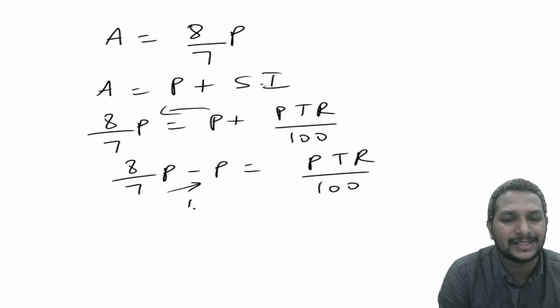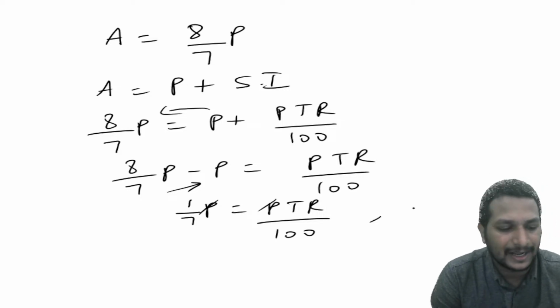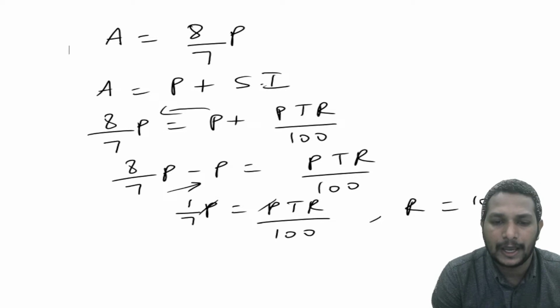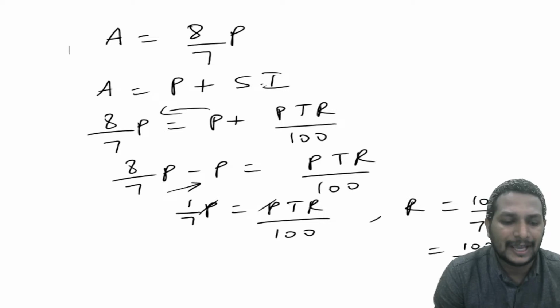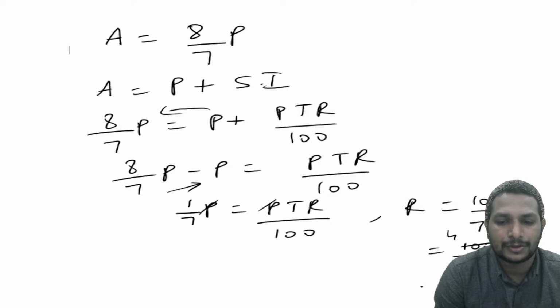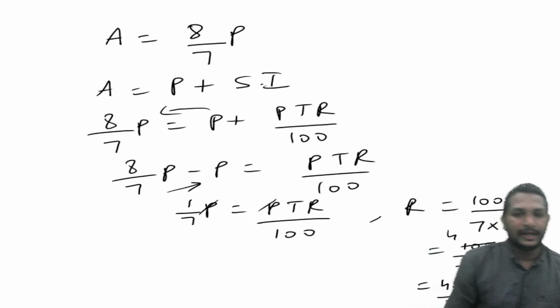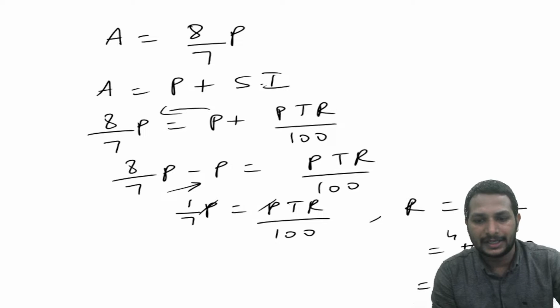If I simplify this, we'll be getting 1 by 7 of p equals PR by 100. As p gets cancelled, here we need to find r, right? R equals 100 by 7, into the time. But they gave the time as 2.5. I'm writing it as 25 by 10 and shifting this 10 to the other side. 25 into 10 gives 50 by 7, which means 5 by 7 percent.